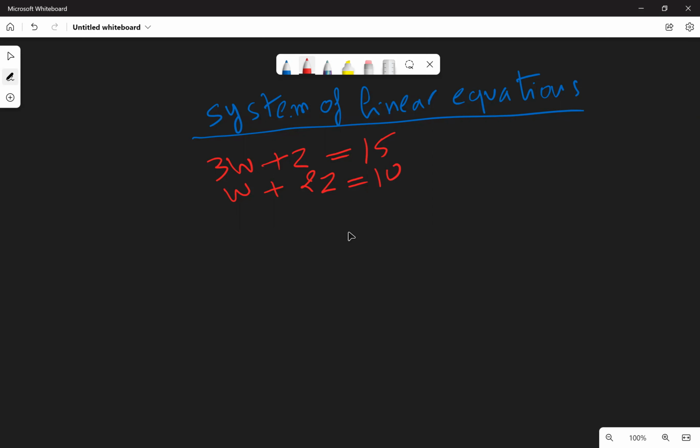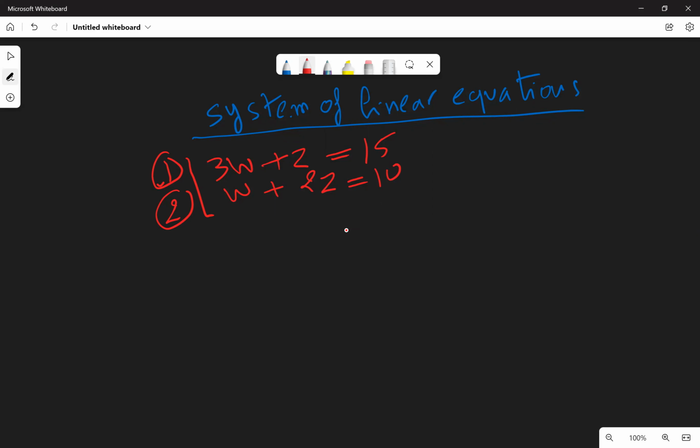So let's say we have this example here. We have 3w plus z equals 15, and the second equation is w plus 2z equals 10. This is equation number one and equation number two. Let's solve for z in the first equation.